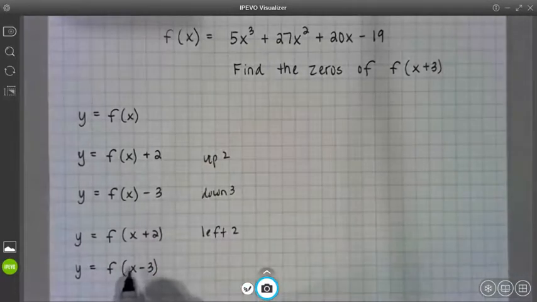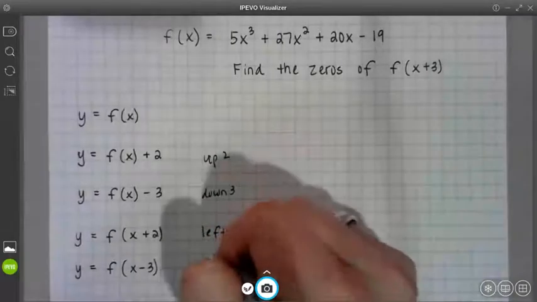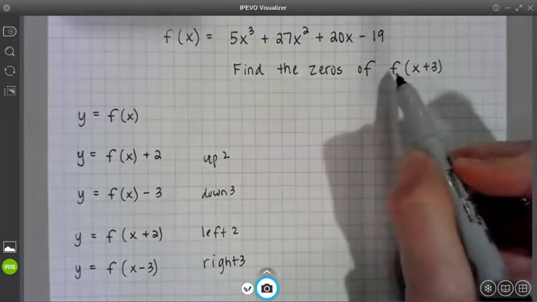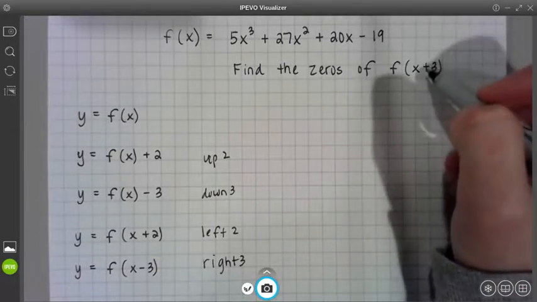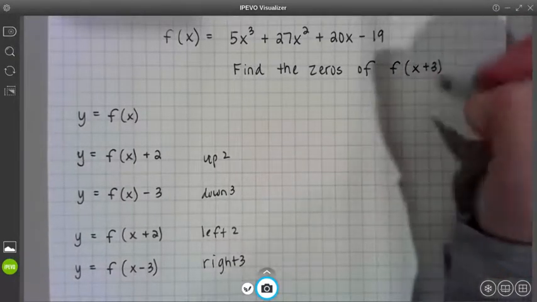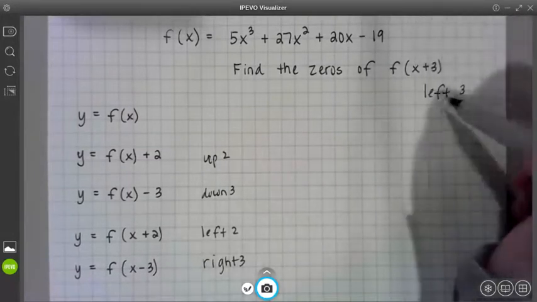All right, and then this one, the graph of y equals f of x minus 3, I am inside affecting x, so it's a horizontal transformation. It says x minus 3, except the opposite would happen, so it doesn't go left 3, it bumps the graph right 3. So if they want the zeros of f of x plus 3, well, I'm inside adding 3 to x, so it's a horizontal transformation, except it's the opposite. It moves the graph left 3. So are you okay? Yeah. All right, it moves the graph left 3.